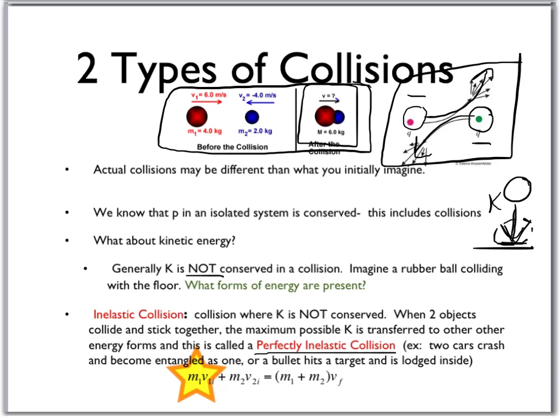If we were to conserve momentum, we would see that that momentum equation for two objects that are colliding would look like finding the momentum of object 1, which is its mv, the momentum of object 2, which is its mv, and that would all be the total initial momentum. The final momentum would now be the total mass of the two objects stuck together multiplied by a final velocity.